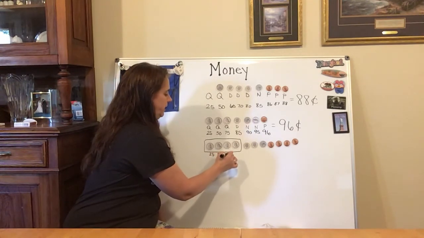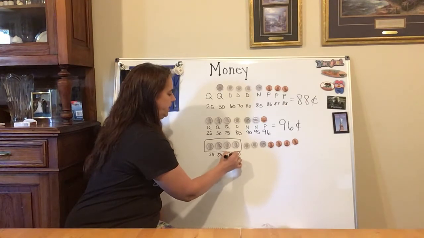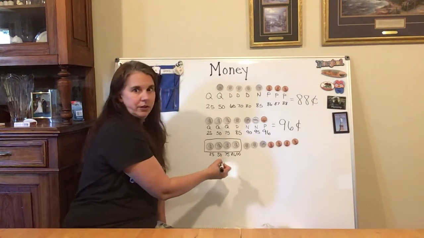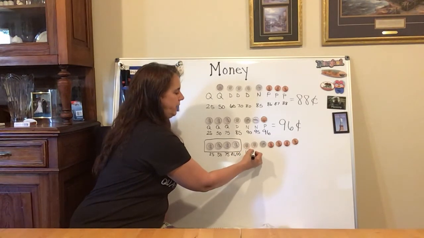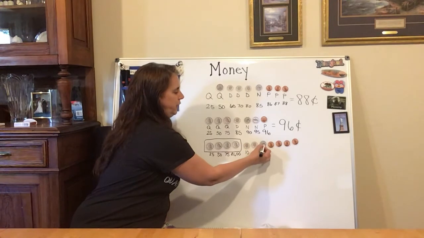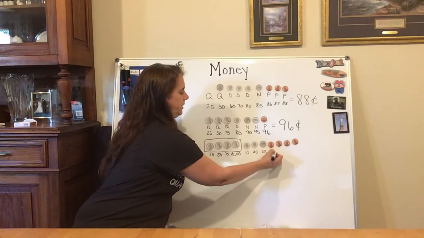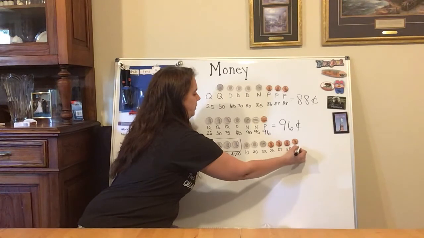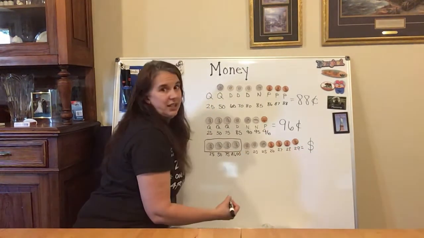All right, so we know 4 quarters equal $1, but we're going to do 25, 50, 75, $1. Remember our dot there, our decimal point? That's $1. So now we have $1. Now we're going to add the rest of our money. So these are dimes, so we're 10 plus 10, another dime, 20, plus a 5, 25. Now we're adding our pennies, 26, 27, 28, 29.